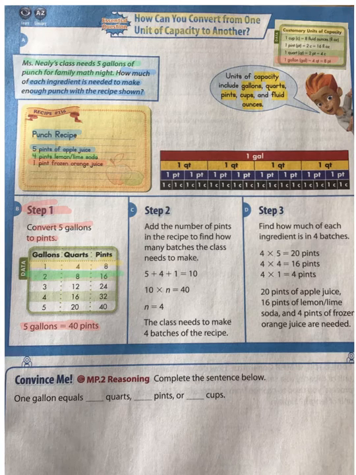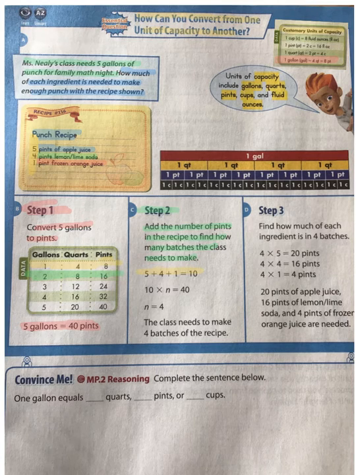So now we're on to step 2. In step 2, we have to add the number of pints in the recipe to find out how many batches the class needs to make. So we're adding up these numbers on the punch recipe, the 5 plus the 4 plus the 1, because you need 5 pints of apple juice, 4 pints of lemon lime soda, and 1 pint of frozen orange juice. So 5 plus 4 plus 1 equals 10.